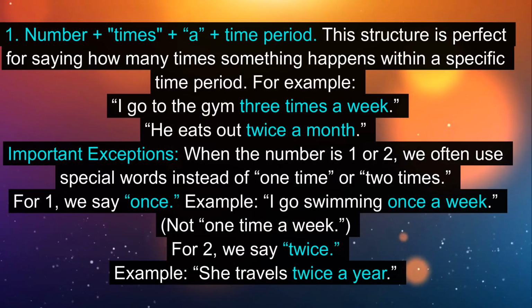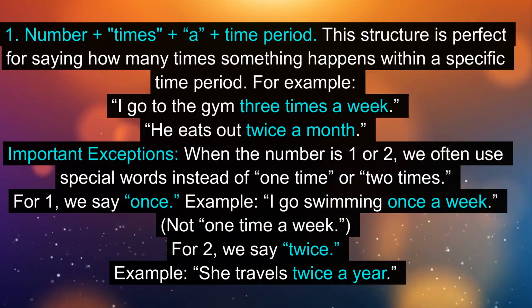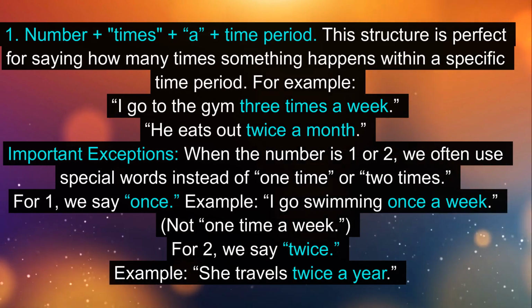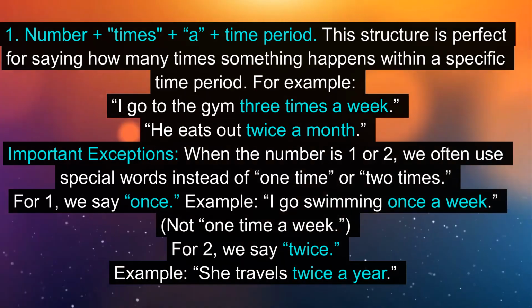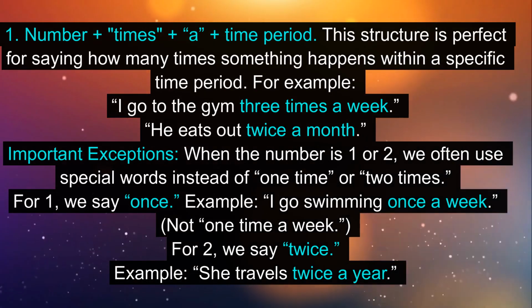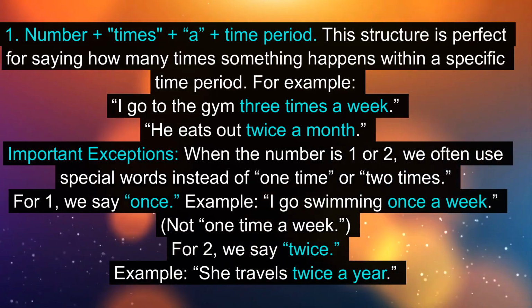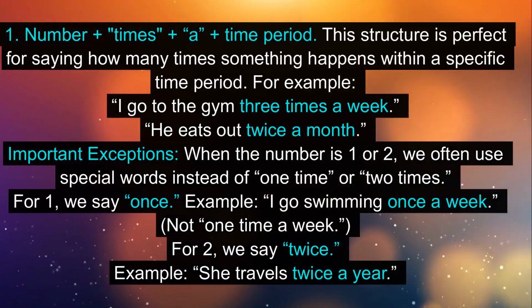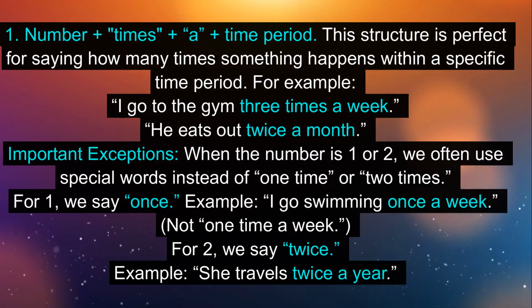1. Number plus times plus a plus time period. This structure is perfect for saying how many times something happens within a specific time period. For example, I go to the gym 3 times a week. He eats out twice a month.